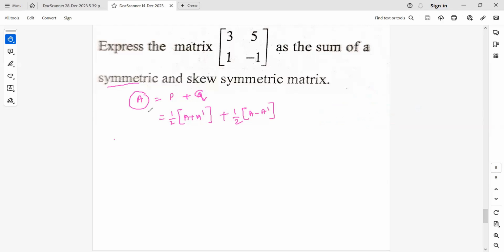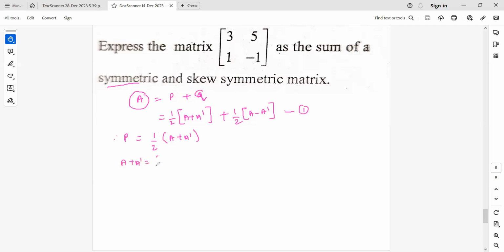So here what we need to do is, in the solution, we can write this and consider this as equation 1. After writing it down, first we have to find the matrix P. Matrix P is nothing but 1 by 2 (A plus A dash). So first we will be calculating A plus A dash.